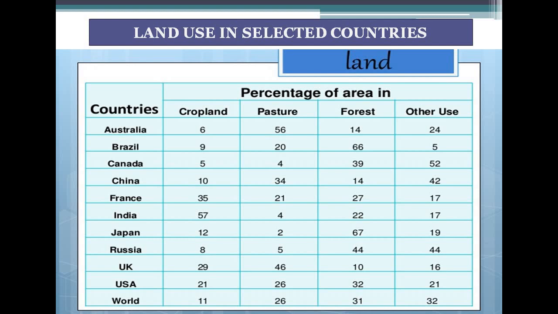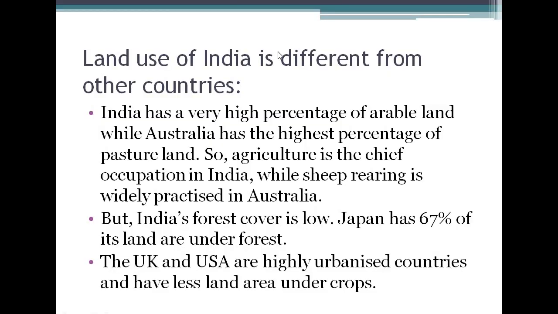With the help of the table, you will be able to understand how much percentage of area is used for what type of activities in different countries of the world. Land use of India is different from others. India has a very high percentage of arable land, while Australia has the highest percentage of pasture land. So agriculture is the chief occupation in India, while sheep rearing is widely practiced in Australia.